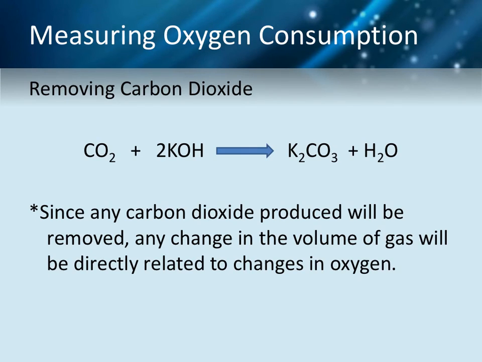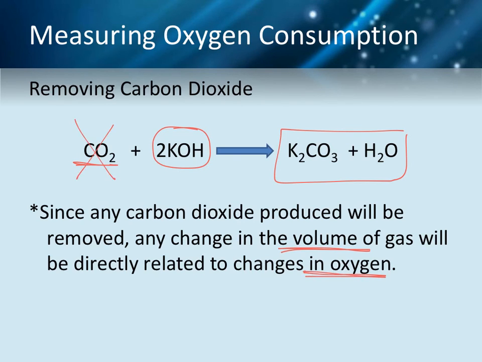Well, in this reaction, we've got some potassium hydroxide that we've added, and potassium hydroxide will actually bind to carbon dioxide to create water and a solid. Potassium carbonate is a solid. So if we take out that CO2, any change in the volume of the gases inside our respirometer will be directly related to changes in oxygen, because we've essentially eliminated the effect of the carbon dioxide on the pressure change.